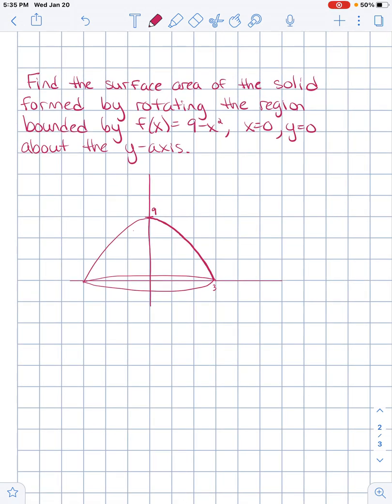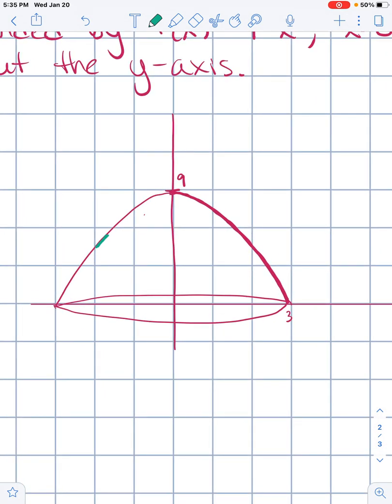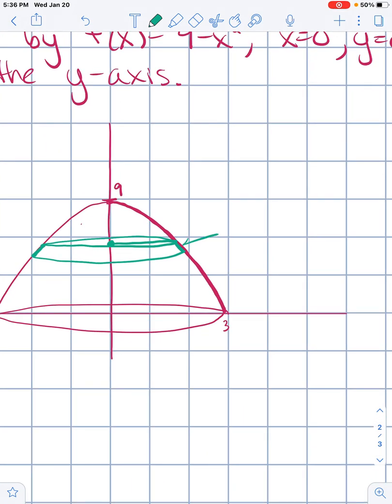So we've got this function here, 9 minus x squared, and we're also bound by x equals 0, y equals 0. That's just another way of saying it's this parabola that's opening downward, and we're bound in this first quadrant. So that region was rotated about the y-axis, and it created this three-dimensional shape. Now if I draw in my representative cylinder, my cylinder is going to conform to the edge of this curve. So I know that the height of the cylinder is going to be the arc length of the function. It's the radius that's going to be a little bit tricky.